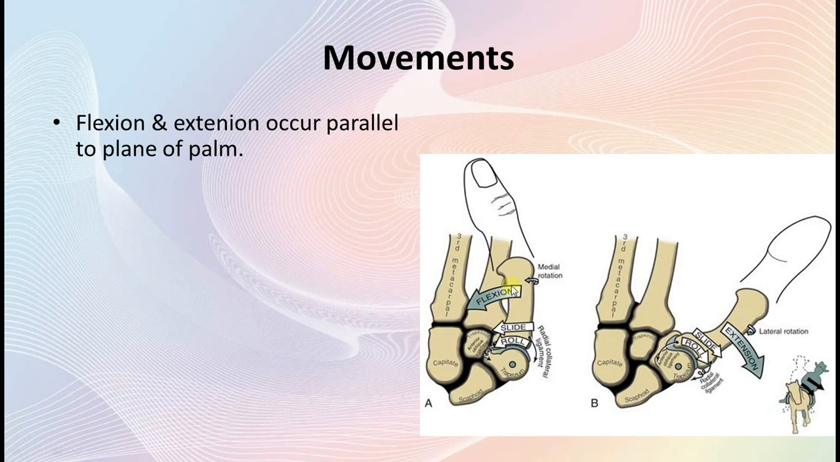So the flexion and extension. If you look at the movement, flexion and extension occur in the plane parallel to the palm. So in the anatomical position of the palm, with the thumb at the resting position, when you flex and extend, it occurs in line with the palm. And flexion is associated with medial rotation. So that's what I told you, conjunct rotation takes place, especially when flexion is taking place. There is a medial rotation.